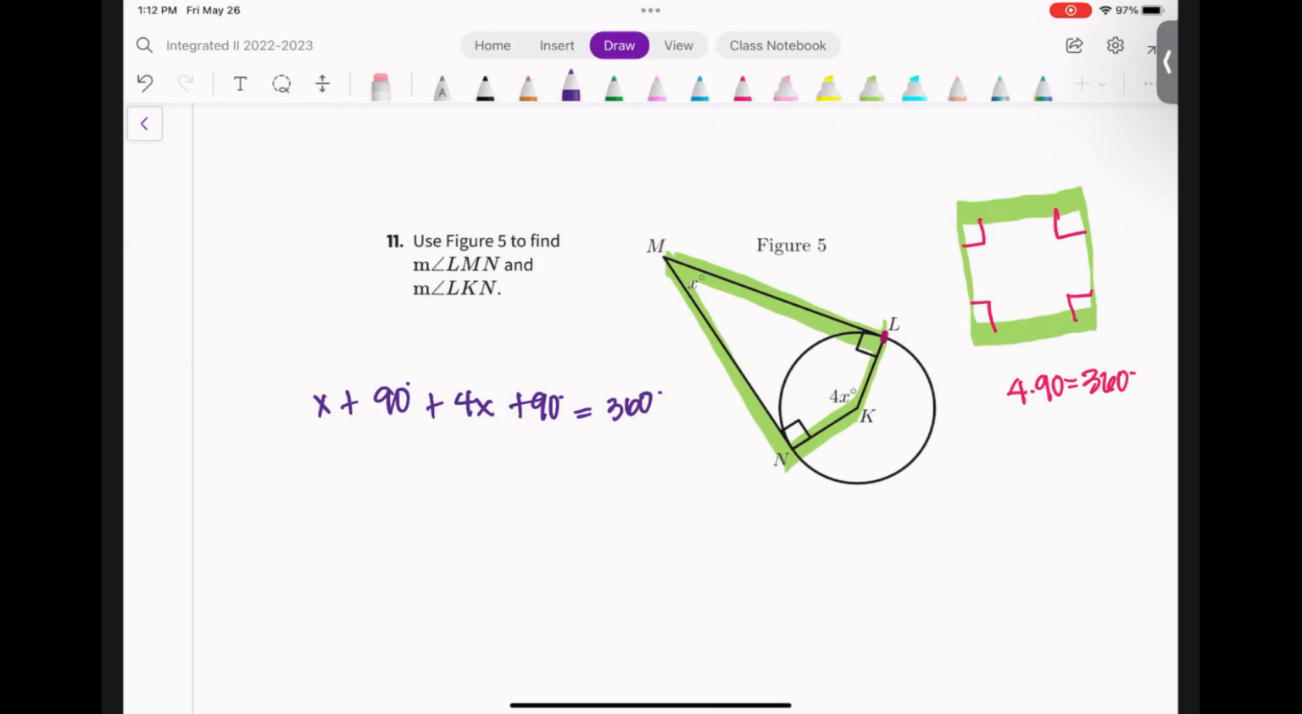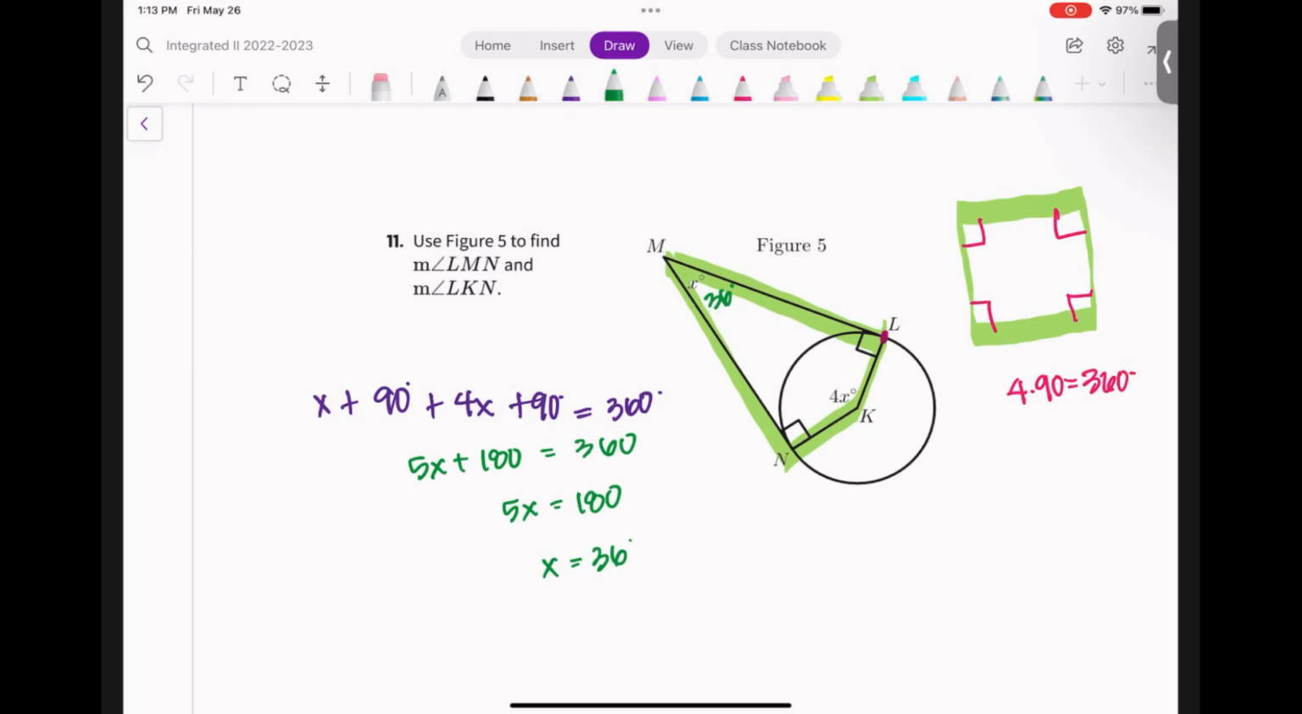Okay, so as you solve this, you said, oh, I know this. It's 5x plus 180 equals 360. So therefore 5x equals 180. Dividing, you would get x equals 36. So x is 36, so I'm going to put in here 36 degrees. So there, I found NML.